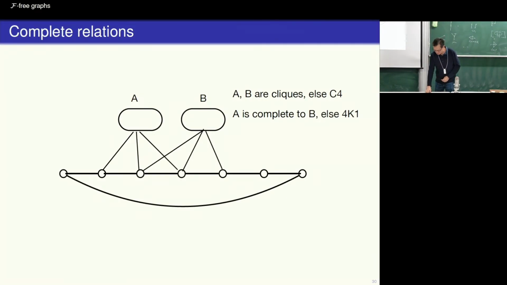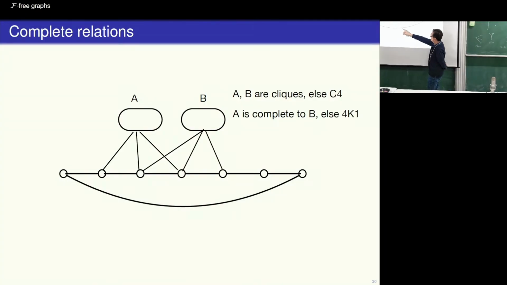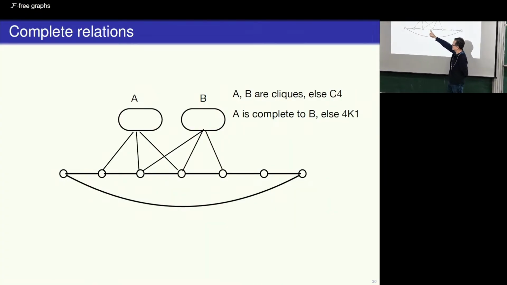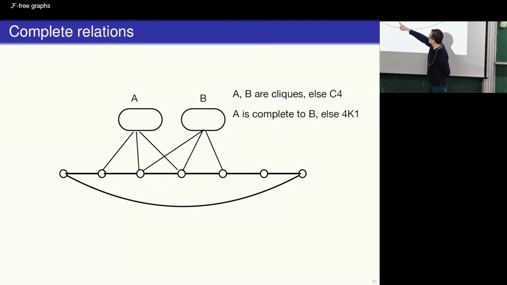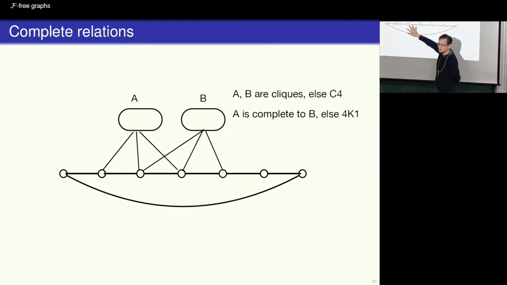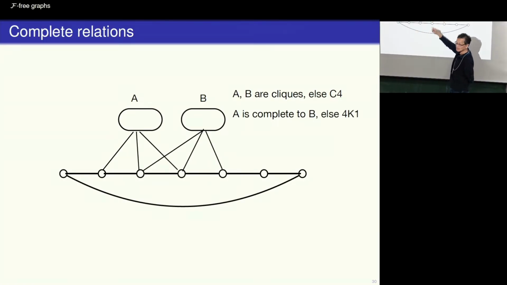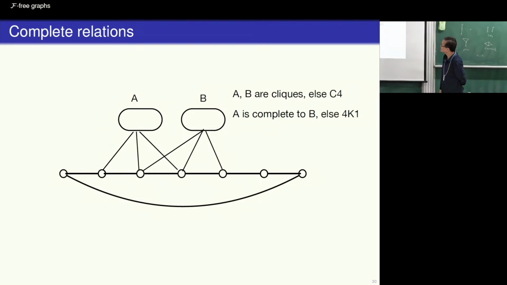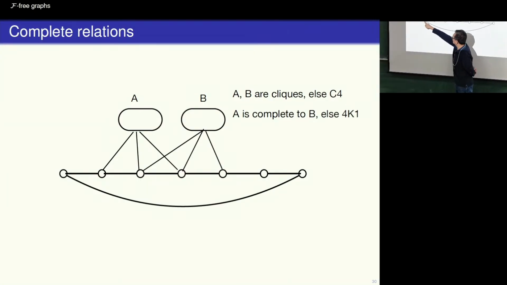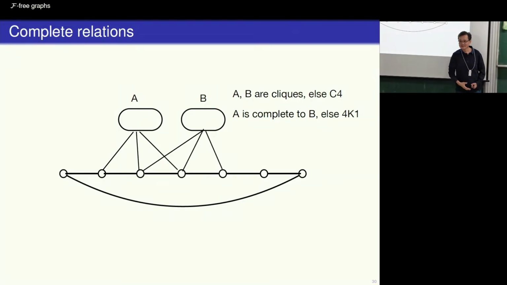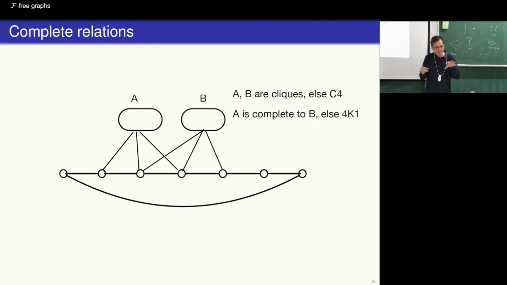Let me just give one example. Let's say I look at a set A that sees 3 consecutive vertices, and another set that sees 3 consecutive vertices, which is just one step to the right. So this set here, B. I know right away that A has to be complete to B. Why? Because if not, I have a 4K1 like 1, 2, 3, 4. So just look there and say, okay, there have to be all edges.